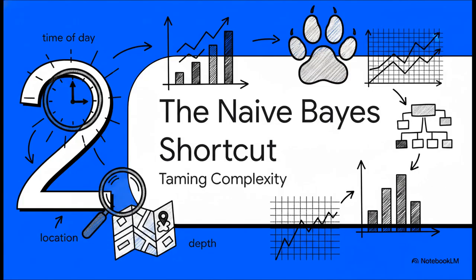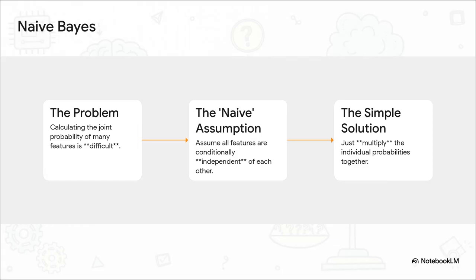Now, that whole process was for just one piece of evidence, the paw print. But what happens in the real world where you have lots of clues? The size, the depth, the time of day, the location. I mean, trying to calculate the combined probability of all that gets ridiculously complex really fast. This is where a clever little shortcut called the Naive Bayes Classifier comes in. It makes one big, simplifying, and technically naive assumption. It just pretends that all of these clues are independent of each other.